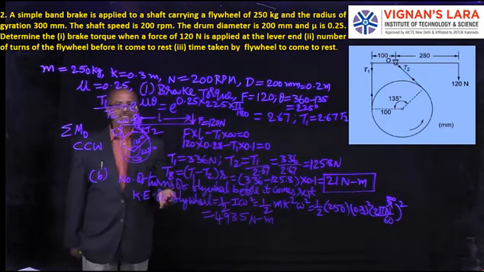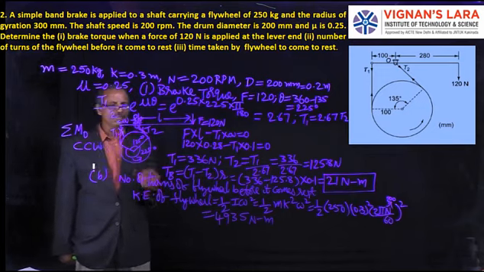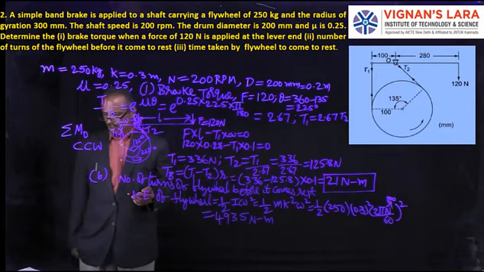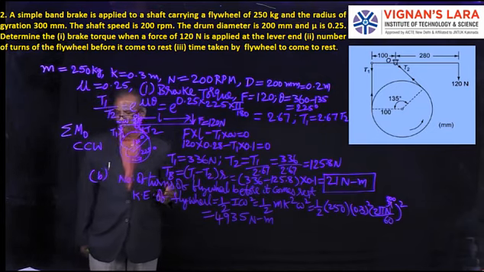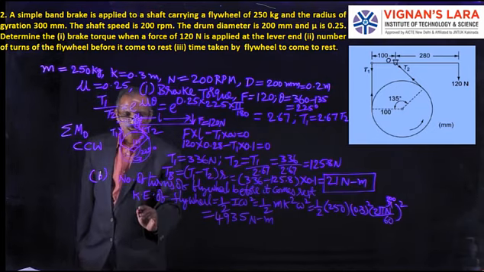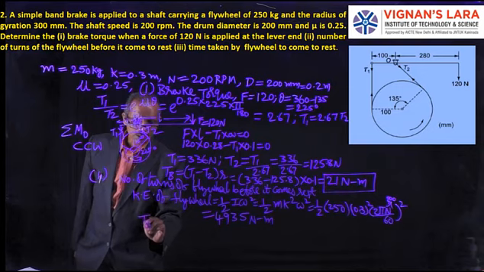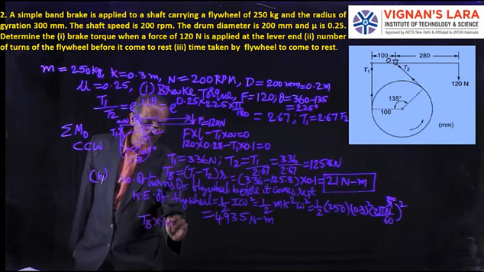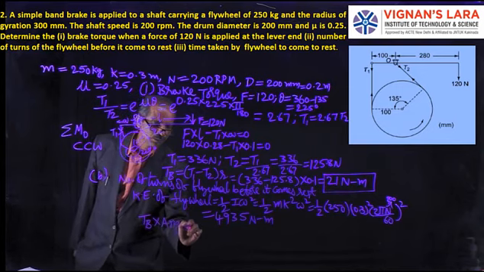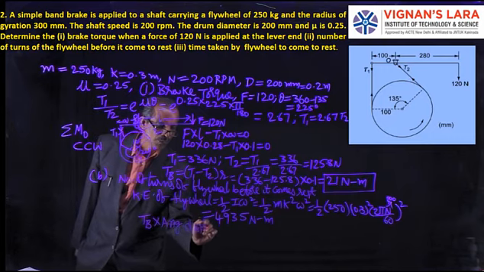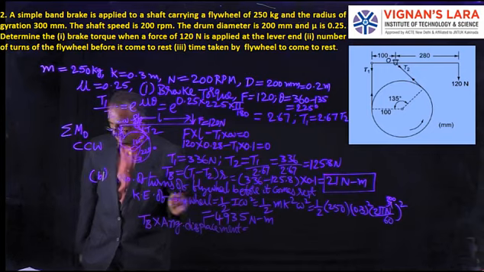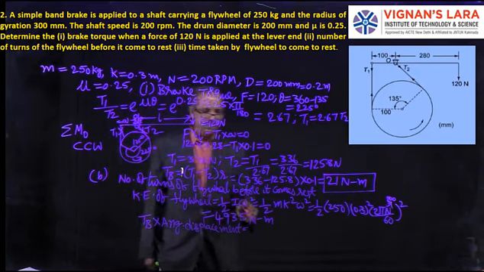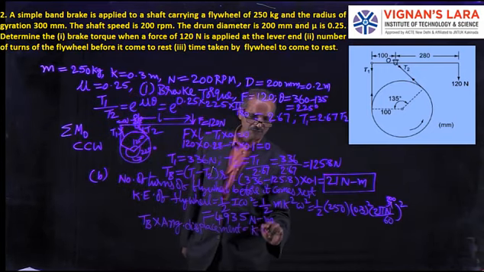Then this kinetic energy is absorbed. So after rotating some rotations, it is going to be absorbed. That is, braking torque into angular displacement is nothing but KE of flywheel.